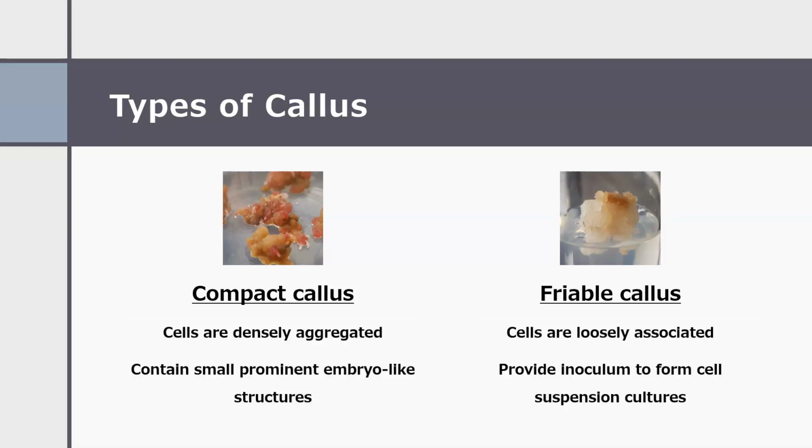The cells in compact callus are densely aggregated, and the callus can contain several small prominent embryo-like structures, while the cells in friable callus are only loosely associated with each other, and the callus becomes soft and easily breaks apart. Friable callus provides the inoculum to form cell suspension cultures. Callus proliferation can be maintained more or less indefinitely in the culture if the callus is periodically subcultured in a fresh medium, but they can lose their ability to re-differentiate after prolonged in vitro culture.